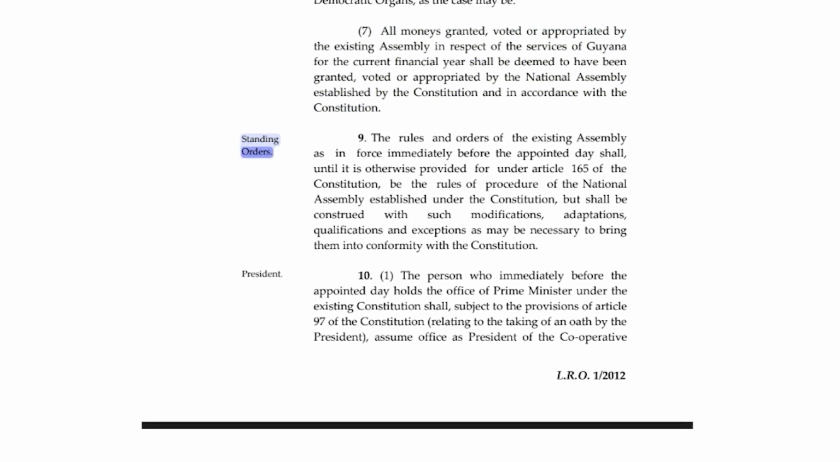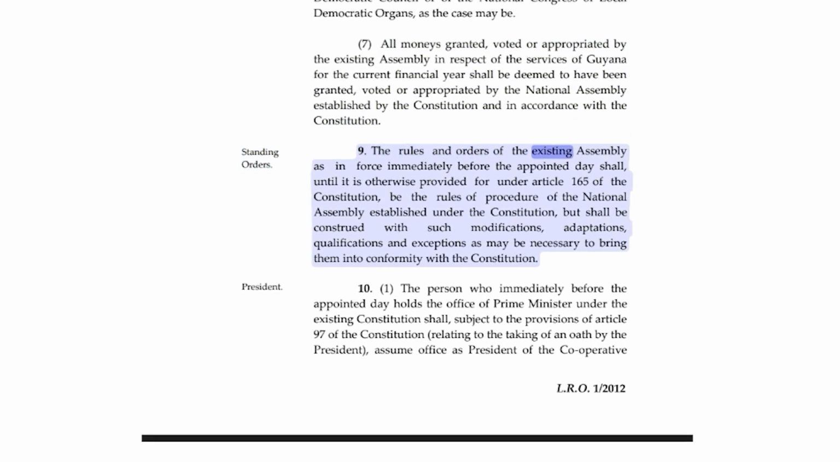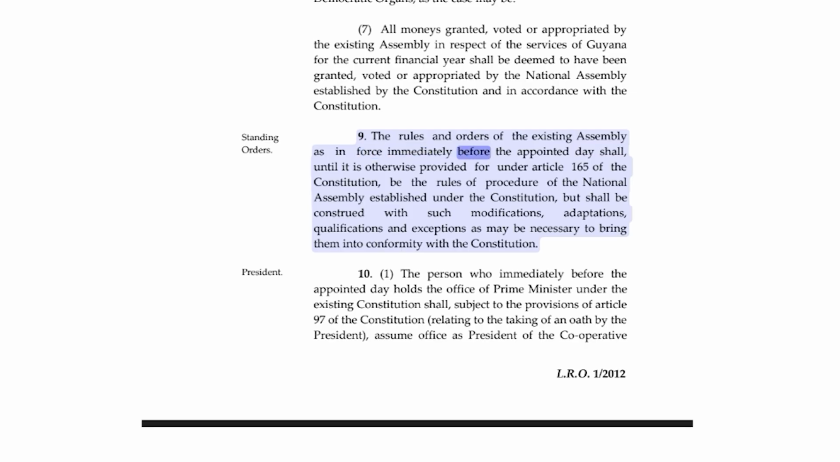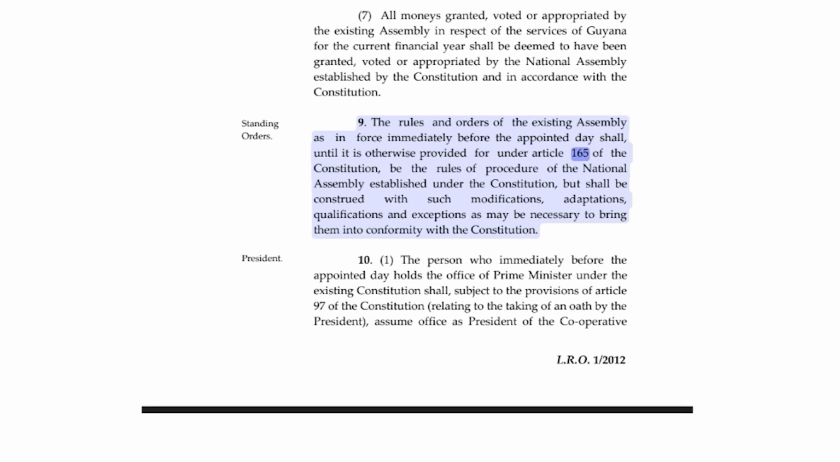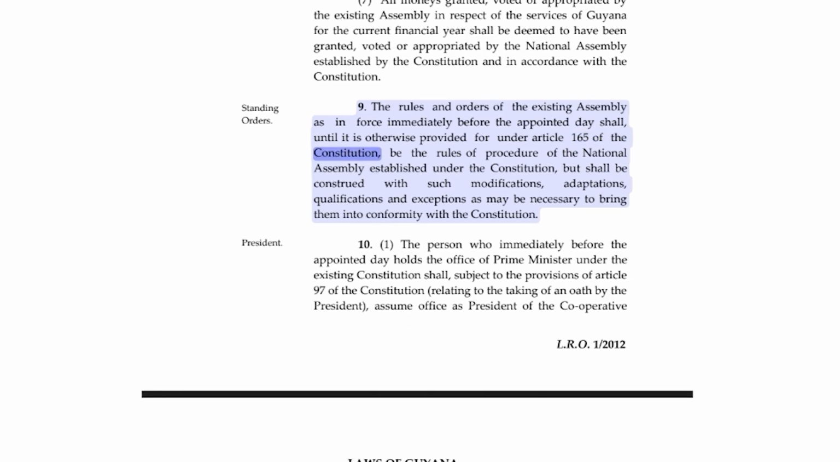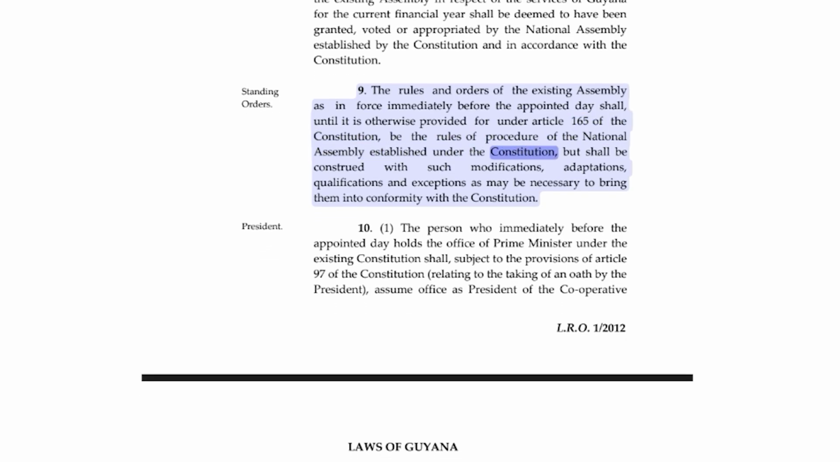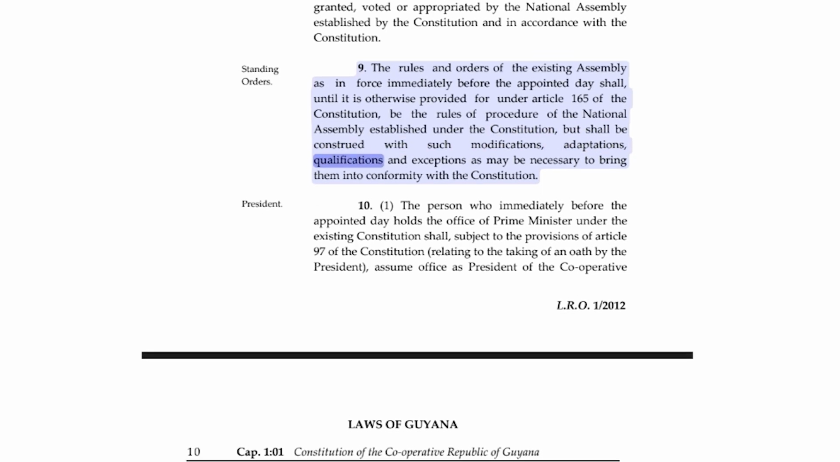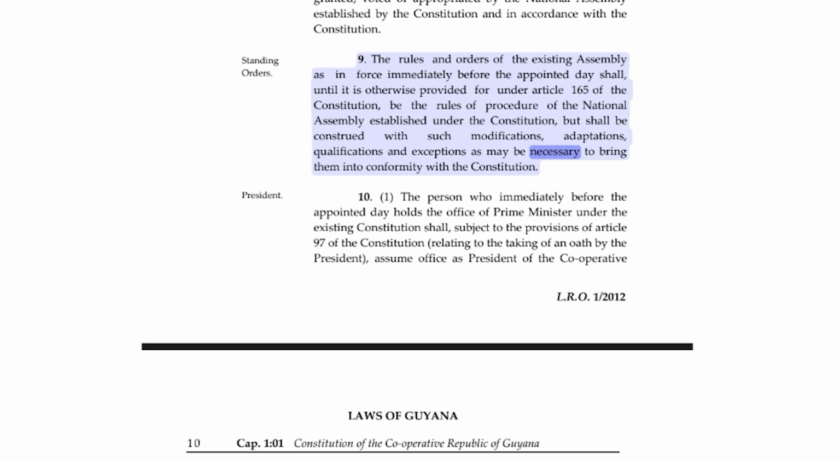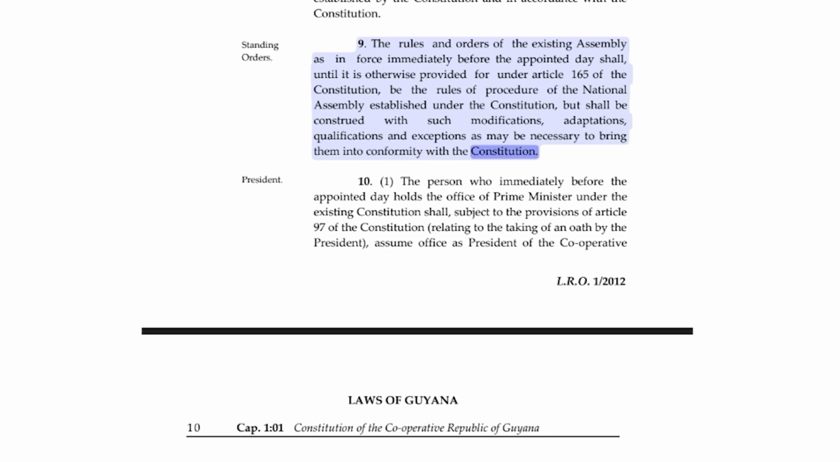Standing Orders. 9. The rules and orders of the existing Assembly as in force immediately before the appointed day shall, until it is otherwise provided for under Article 165 of the Constitution, be the rules of procedure of the National Assembly established under the Constitution, but shall be construed with such modifications, adaptations, qualifications, and exceptions as may be necessary to bring them into conformity with the Constitution.